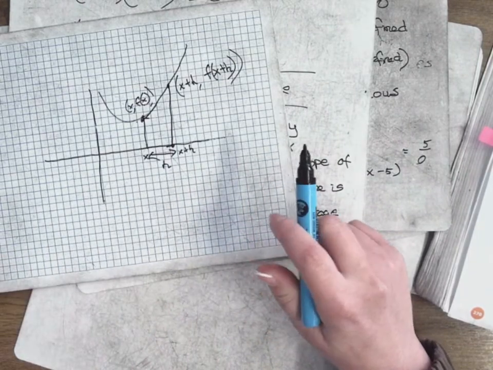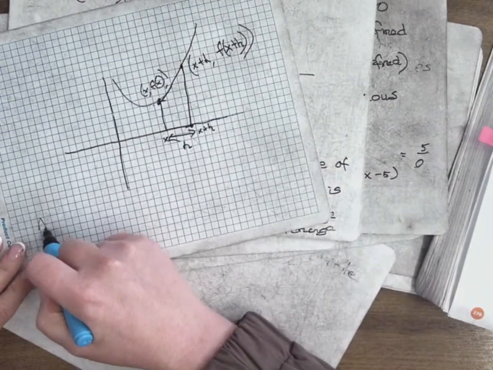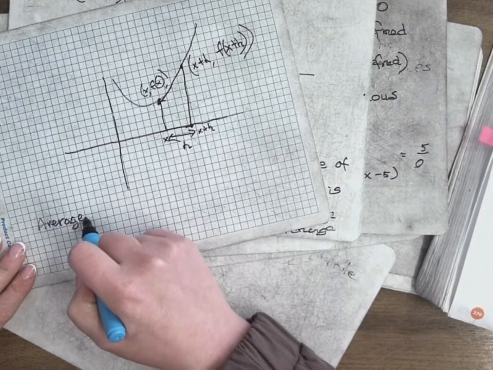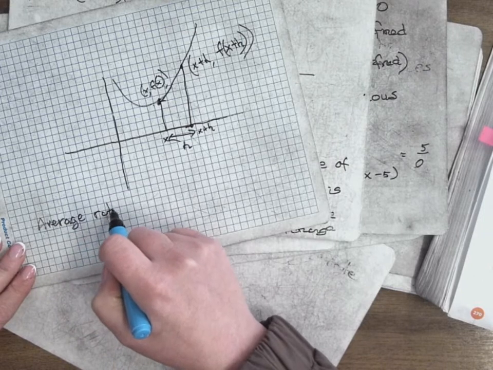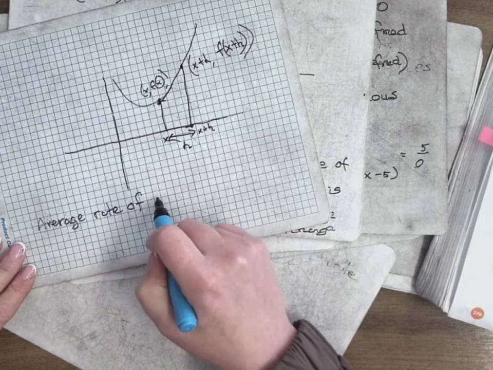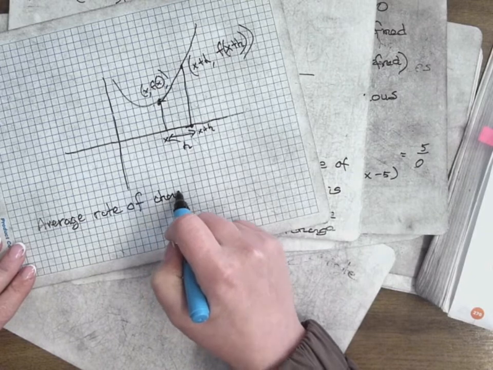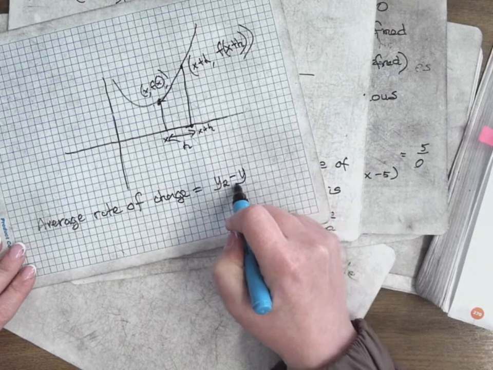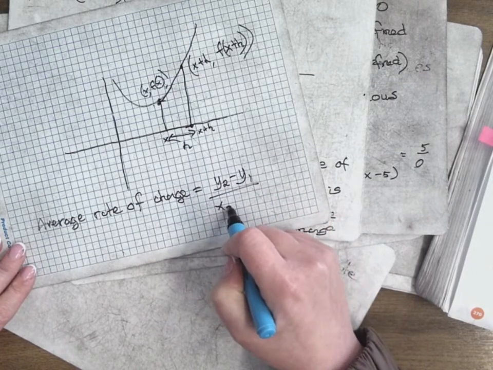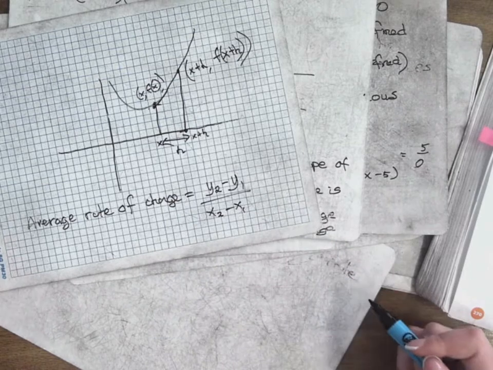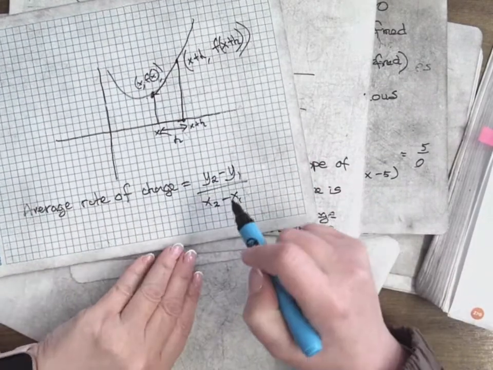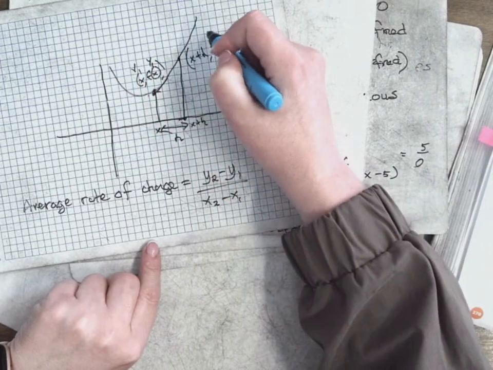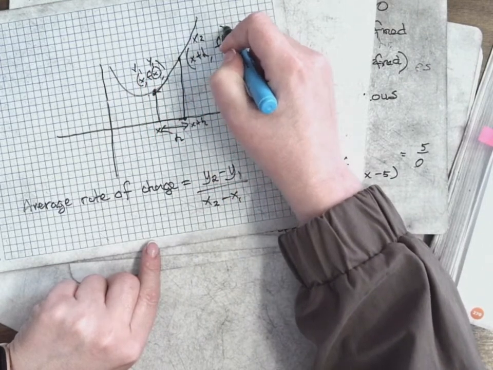And I want to get the average rate of change. So how do I get the average rate of change, please? That's another way of asking me to get the slope. So average rate of change is the slope formula. So it's y2 minus y1 all over x2 minus x1. Agreed? So x1, y1, x2, y2.